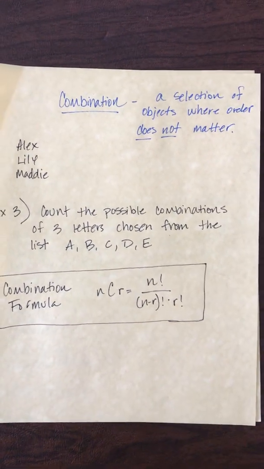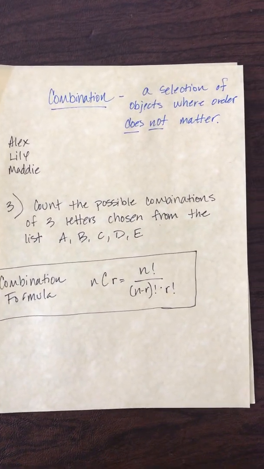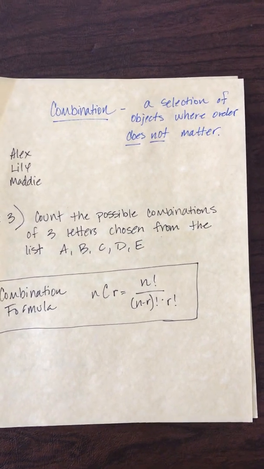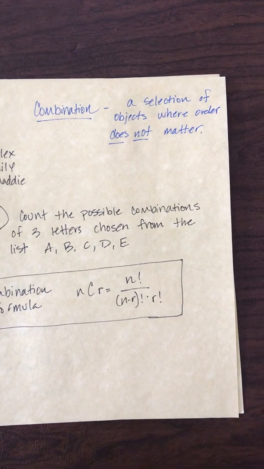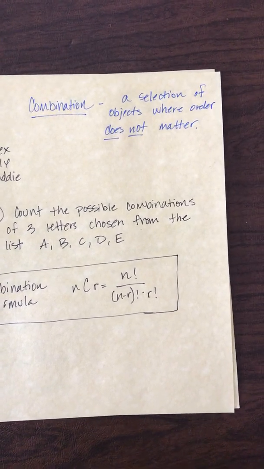All right, I'm back. Now we're going to finish up lesson 12.4 about combinations. So again, what is a combination? It's a little different than a permutation. This is a selection of objects where order does not matter.